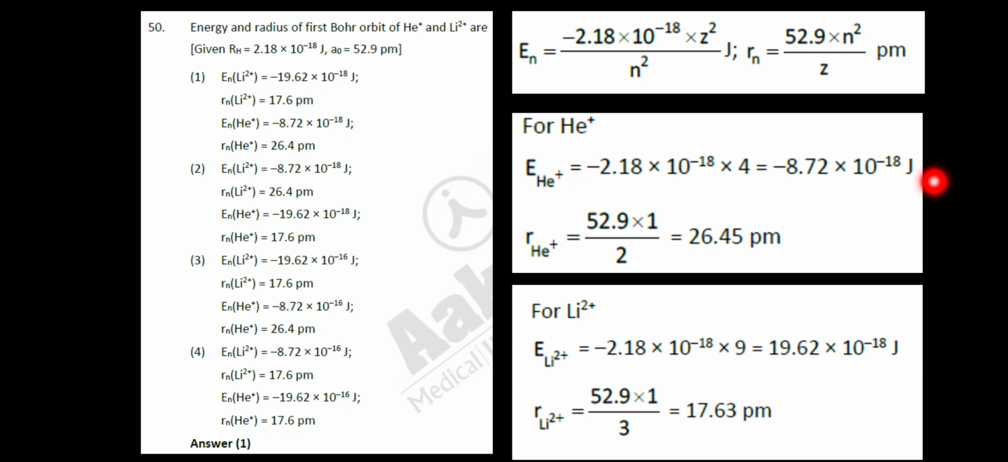Similarly, you can calculate for lithium. Here the atomic number Z is 3, so Z square is 9 divided by N square, where N is 1, so 1 square will be 1. In radius, N square is 1 divided by atomic number 3. So you get these values. The correct answer is the first option, 19.62 into 10 raised to minus 18. The minus sign should come here. So the correct answer will be option 1.